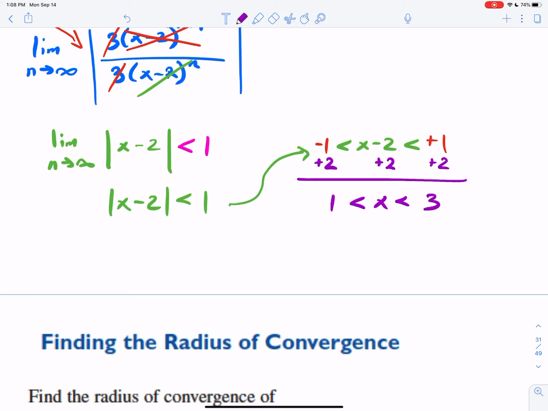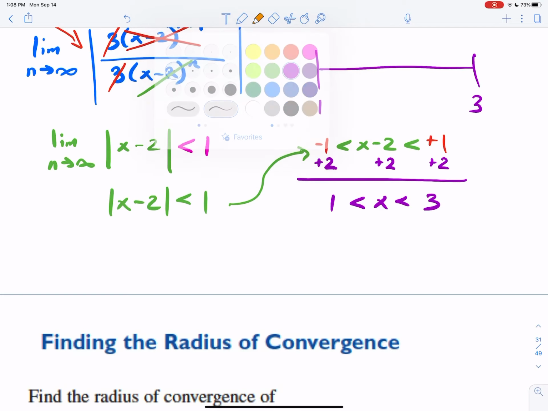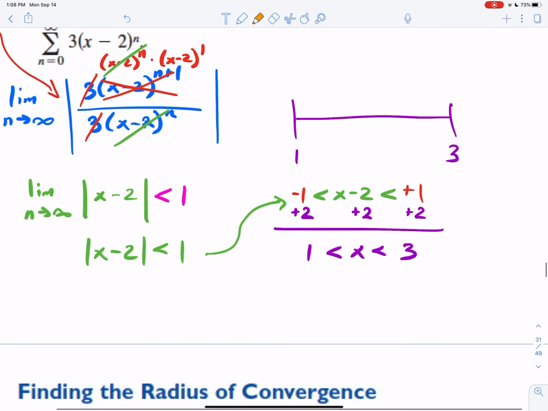Okay? There's actually 2 ways that you guys can do this. Okay? So I'm going from 1 all the way to 3. That is my distance, okay? So let's think about this logically and I'll show you all the shortcuts. So this right here is my diameter.